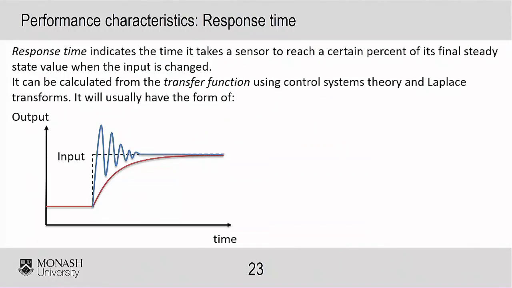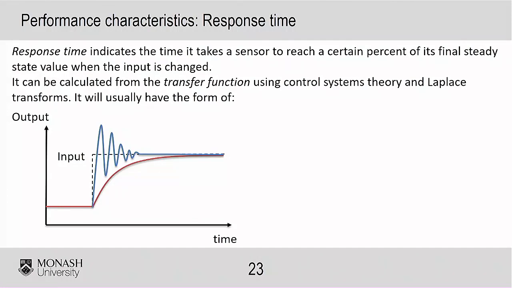Response time of the sensor is something else to keep in mind here. We won't go into this in a huge amount of detail. The maths behind it is a little bit beyond the scope of what this unit covers, but essentially the response time indicates the time it takes for a sensor to reach a certain percent of its final steady state value when the input is changed. So for instance, we see here if the input goes along, our sensor is measuring that quite nice. The input has a sudden step change. Then we have 2 different response times here of the sensors, the red line and the blue line here.